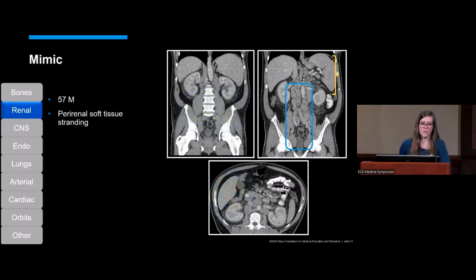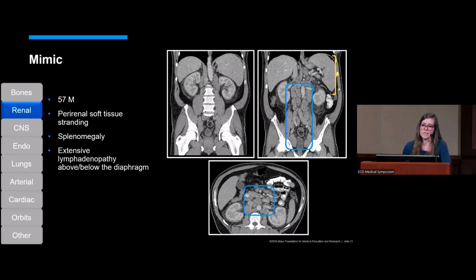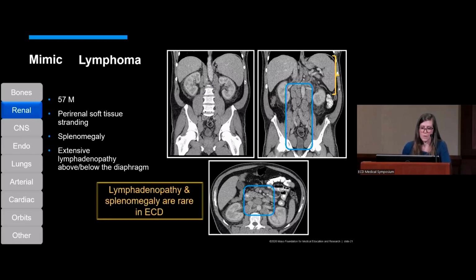This is a 57-year-old male, and he had perirenal soft tissue stranding. So Erdheim-Chester disease was suspected. But as you note, he also has splenomegaly outlined in the yellow brackets and also had pretty extensive lymphadenopathy, both above and below the diaphragm, as you can see outlined in the blue boxes. So when you have splenomegaly and lymph node involvement, other diagnoses should come to mind as well. This was biopsied and shown to be lymphoma. So just remember that lymphadenopathy and splenomegaly are pretty rare in Erdheim-Chester disease.